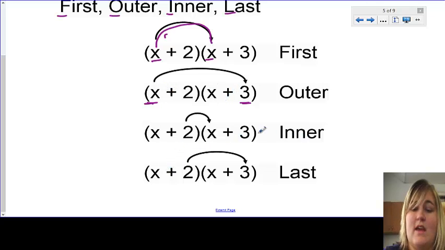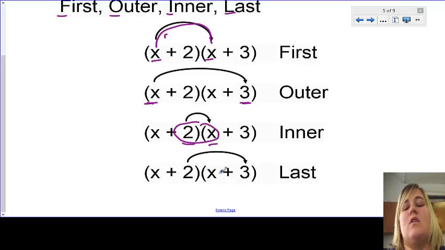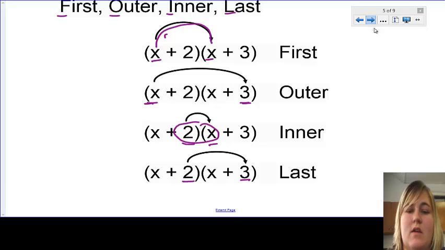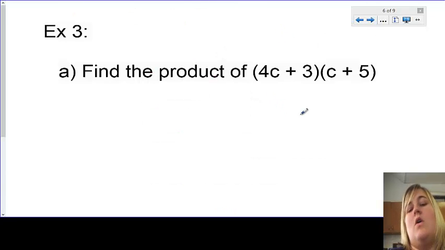Then we're going to multiply the inner. These two are what's on the inner, the left inner and the right inner. So we multiply those. And then we take the last times the last, which is the last one in the first set, the last one in the second set. Okay, so we're going to practice that. FOIL is what we're going to use to do this.